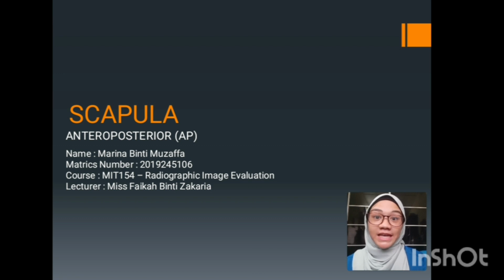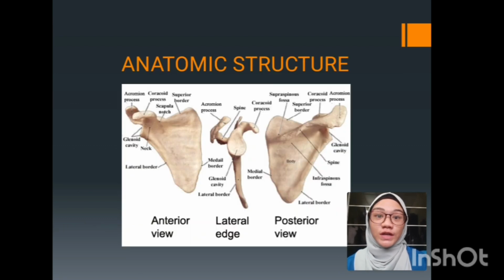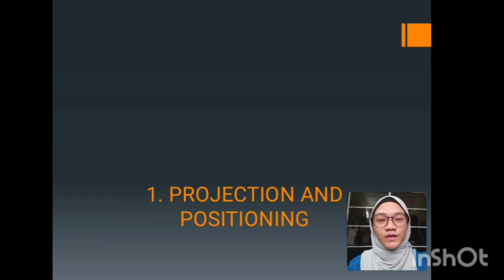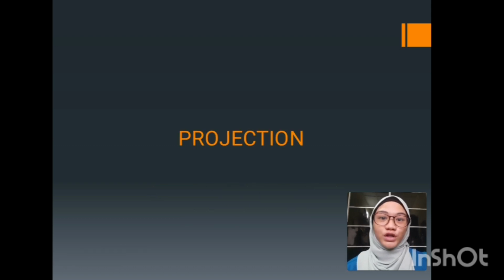My name is Marina and I'm going to do a presentation on AP scapular projection. So we're going to do an anteroposterior projection. The radiographic outcome should look like this. We start off with the first criteria in evaluating a radiographic image, which is the projection and positioning. We're going to go through the projection first.